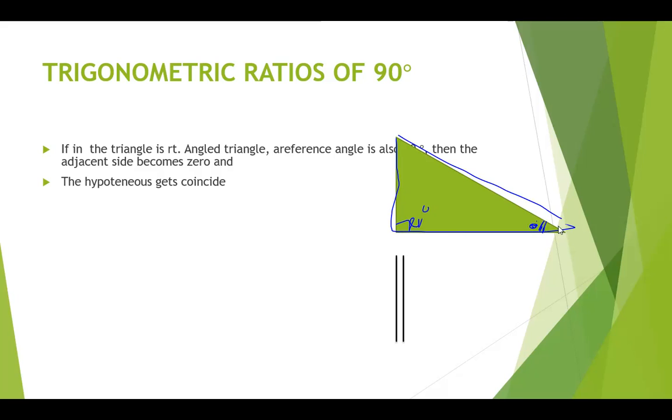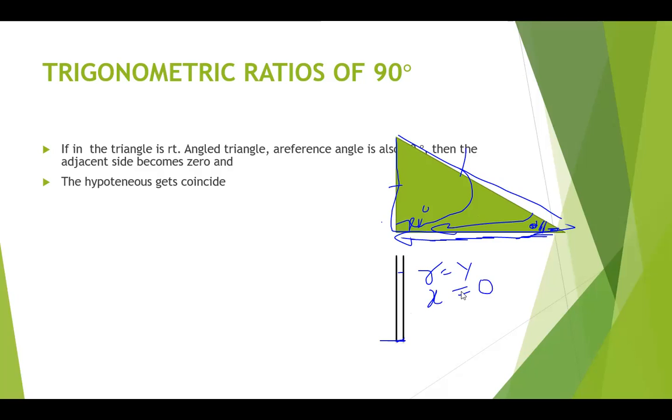When does this become 90 degree? When this line comes closer and closer to this side and gets coincided with it. This line will come very close to this line and these two will become parallel to each other and then coincide. If they coincide, then the hypotenuse will become equal to the opposite side. R becomes equal to y. In case the hypotenuse becomes very close to the opposite side, then there is no adjacent side here. That adjacent side becomes equal to 0.